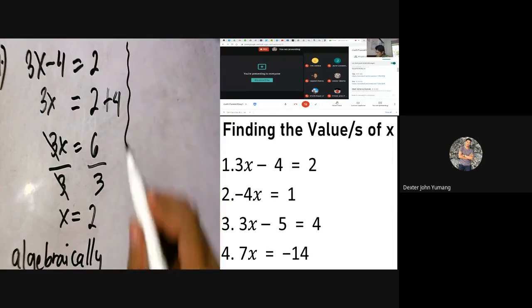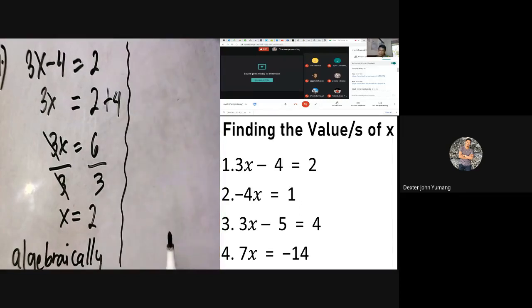So what about the graphical method? Okay, I'll be teaching you the graphical method. But before that, please copy this first so I can erase it, because it won't fit. Type done if you're done with this.